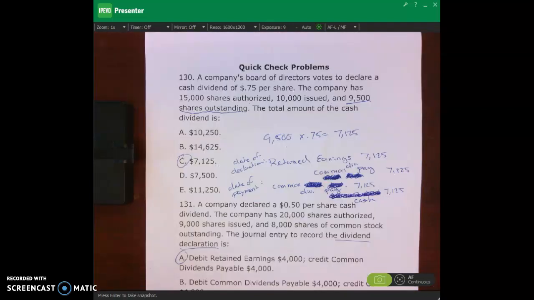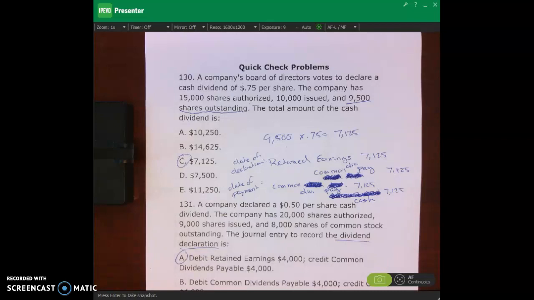Okay, so let's check your work. So here on number 130, the right answer is C. On the date of declaration, we will debit retained earnings. Remember, I said use the number of shares outstanding times the 75 cents per share, which gives us 7,125. Debit retained earnings for 7,125, and then we would credit common dividends payable for 7,125.